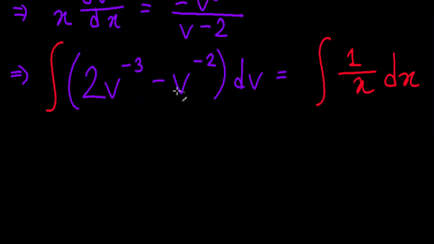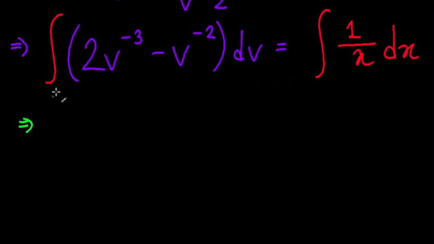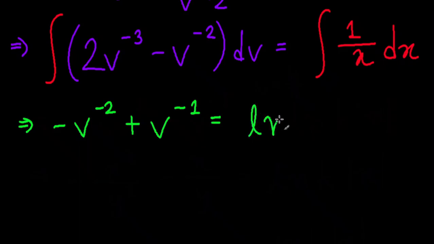Okay, so now if you take the integral on both sides, since the variables are separated, on the left side what we are going to have is v to the power minus 3 raised to the power by 1, and then you also divide by negative 2. So we have negative v to the power minus 2, and here raised to the power by 1, so you have negative 1, and then you divide by negative 1, so you have plus v to the power minus 1. It's going to equal, on the right side, as you saw, the natural log of the absolute value of x plus some constant. But we can write it as the natural log of some constant k multiplied by the absolute value of x.